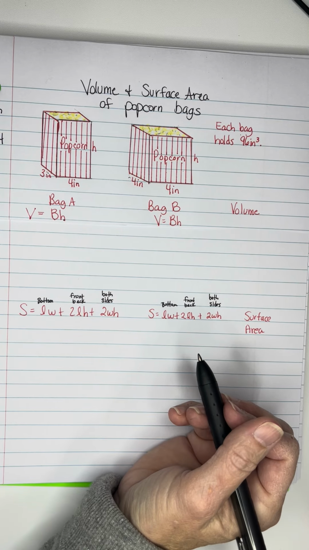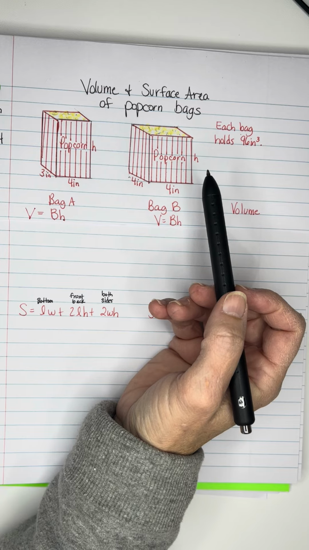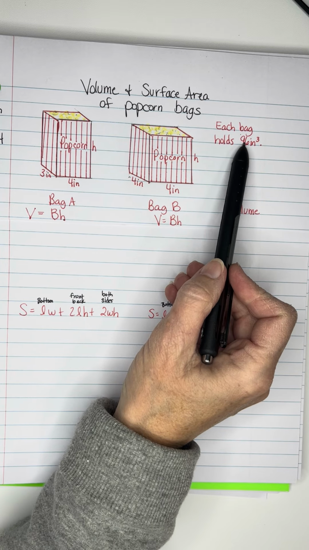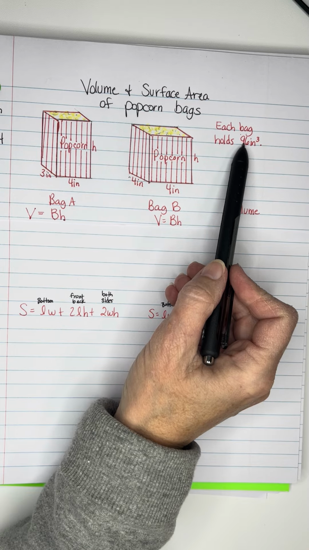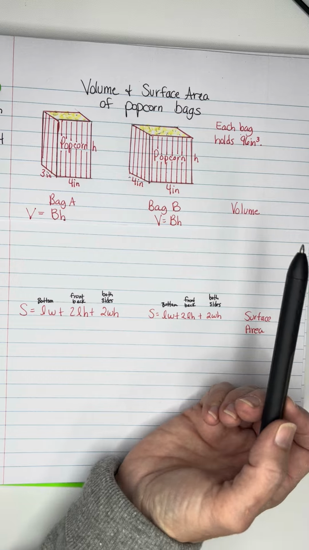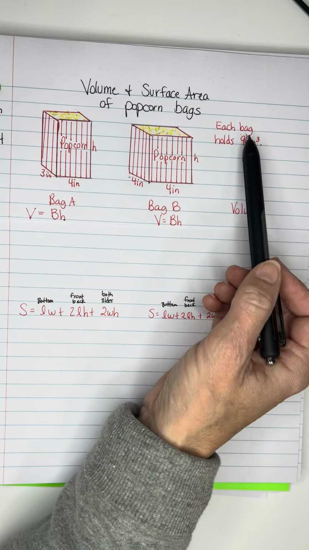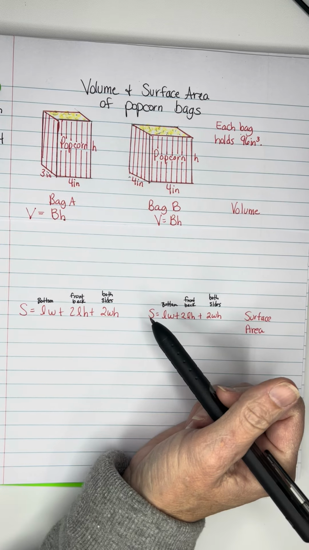Let's do a word problem with volume and surface area. Each popcorn bag shown holds exactly 96 cubic inches of popcorn. Which bag should a movie theater choose in order to use less paper when making the popcorn bags? All right, so we don't know the heights on either one of them, but we do know the volume, so we can figure out what the heights are. And then when we do that, we'll be able to use the surface area.